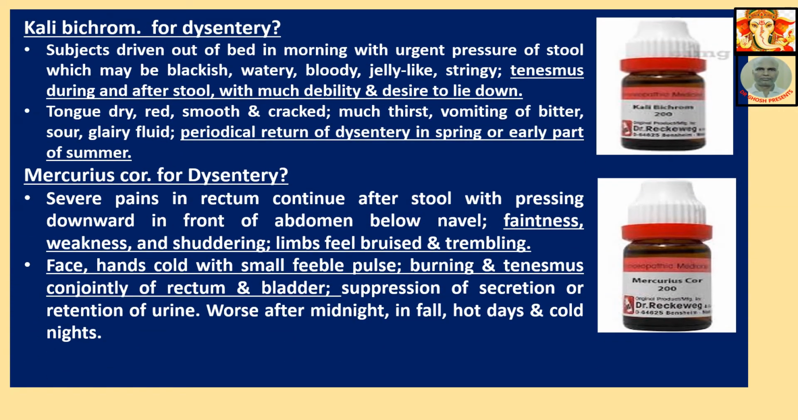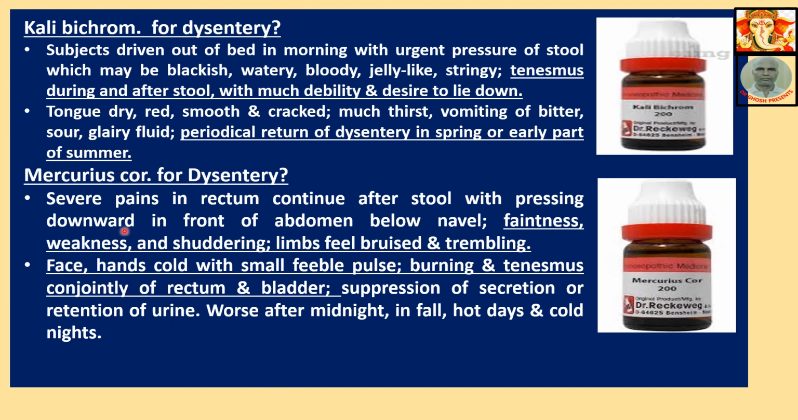Kali bichromicum for dysentery. Subjects are driven out of bed in the morning with urgent pressure of stool, which may be blackish, watery, bloody, jelly-like, stringy. Tenesmus during and after stool, with much debility and desire to lie down. Tongue dry, red, smooth or cracked. Much thirst, vomiting of bitter, sour, glary fluid, periodical return of dysentery in spring or early part of summer.